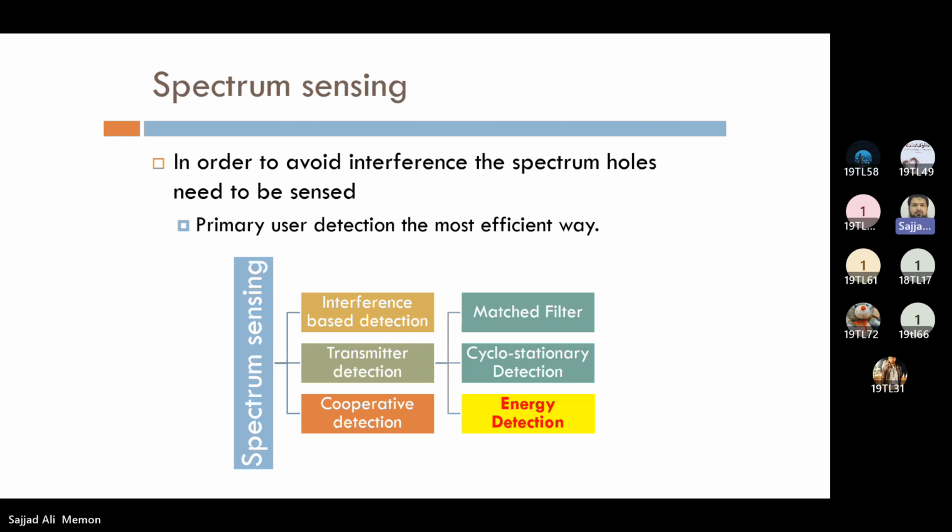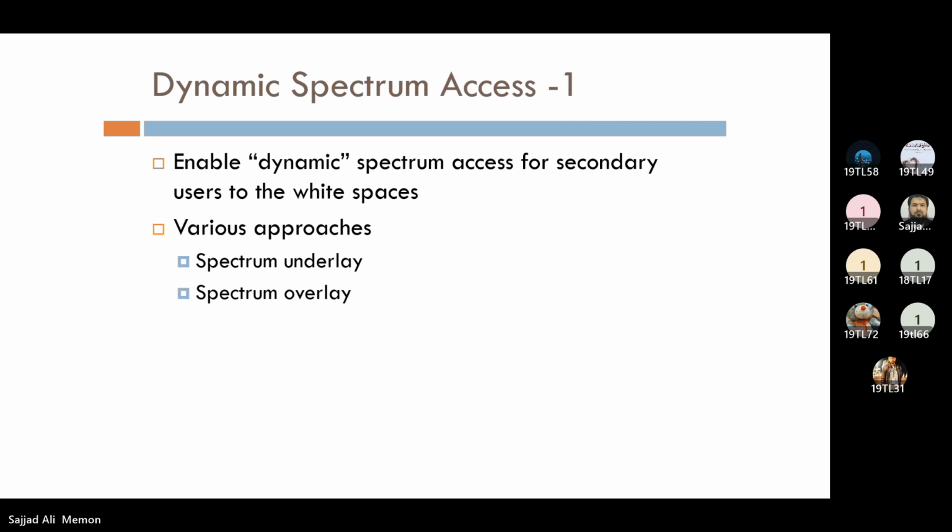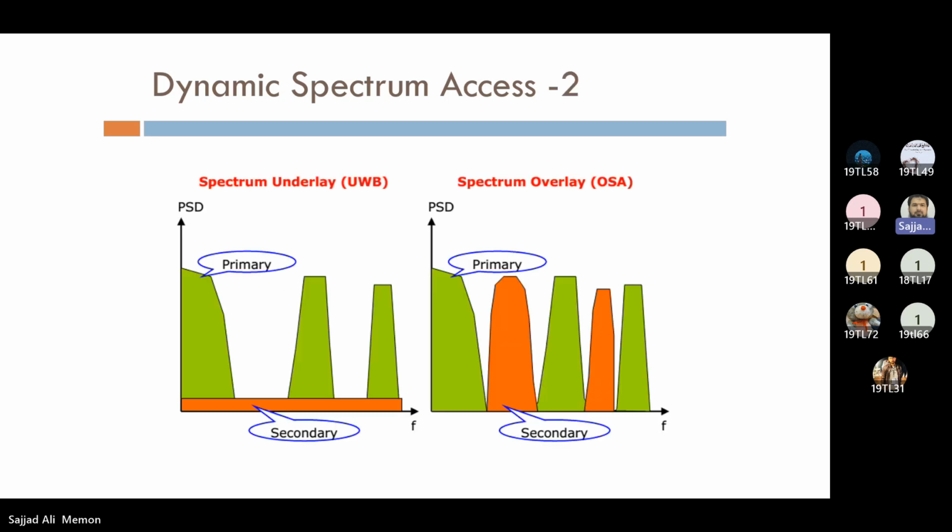So spectrum sensing is based on three approaches: interference-based detection, transmitter detection, and cooperative detection. Transmitter detection again has three: matched filter, cyclostationary detection, and energy detection. To enable dynamic spectrum access for secondary users to the white spaces, there are two approaches: spectrum underlay and spectrum overlay. Spectrum underlay uses the same frequency but with less power, and spectrum overlay uses available frequency with the same power as that of the primary users.